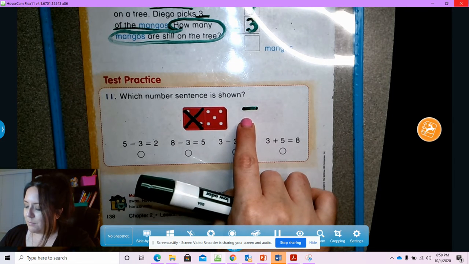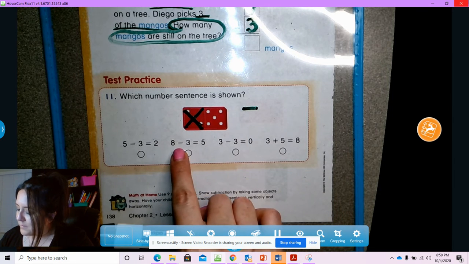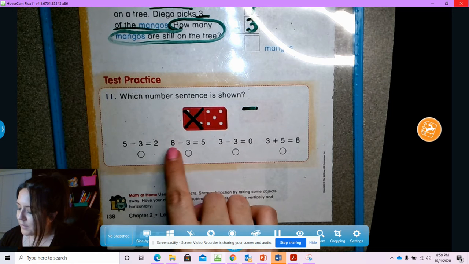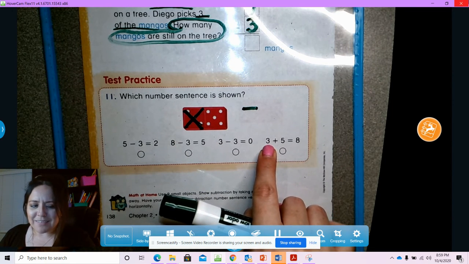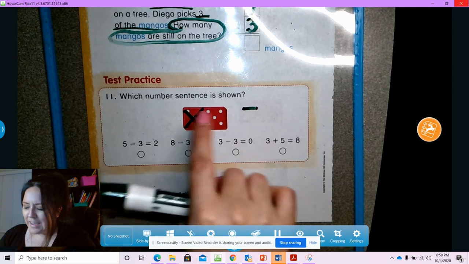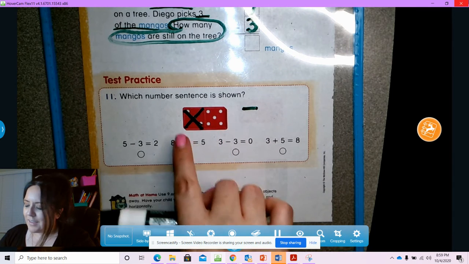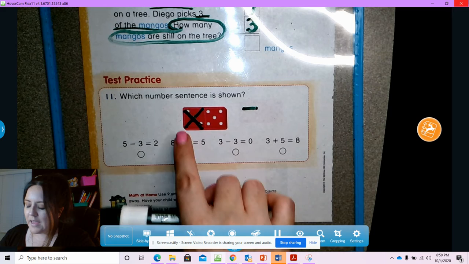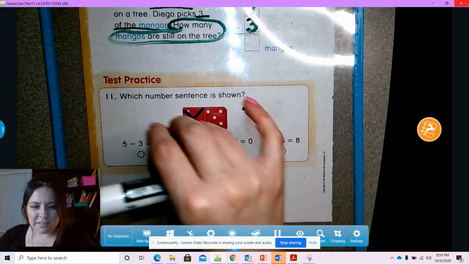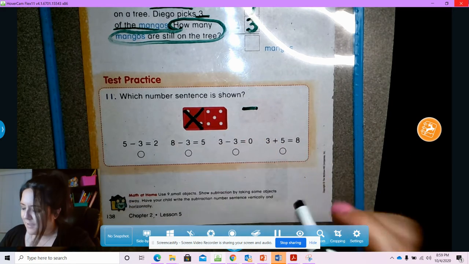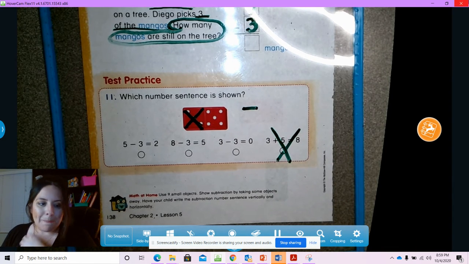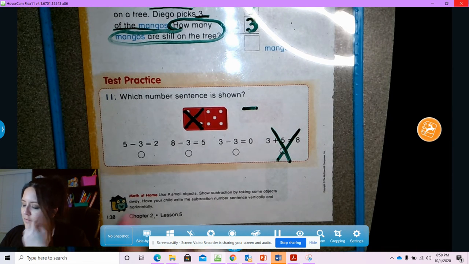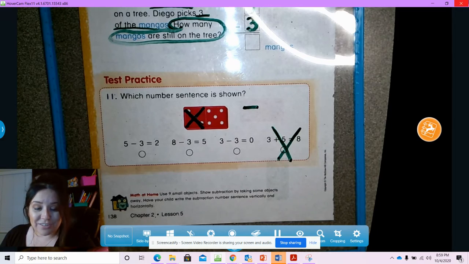It uses this symbol. So when looking at my number sentences, I see that one has a minus, minus, minus. Oh, that one has a plus sign. To me, it doesn't look like I'm doing addition because we're taking away, and adding means putting, not taking away. So right away, I know this is not my answer. I can cross it out. So now that leaves me with 3 more answers, okay?